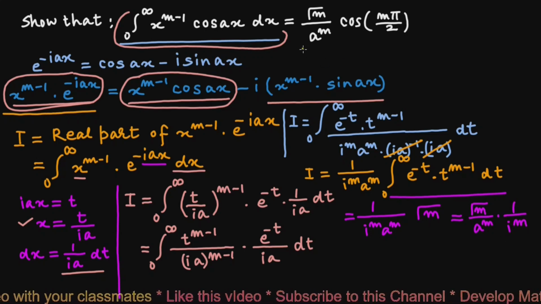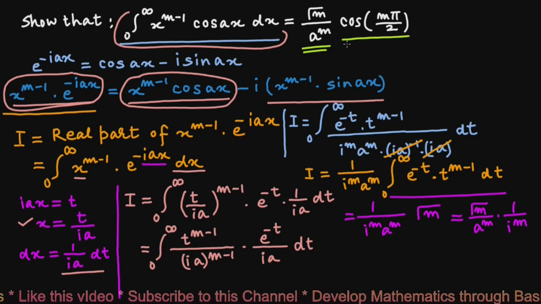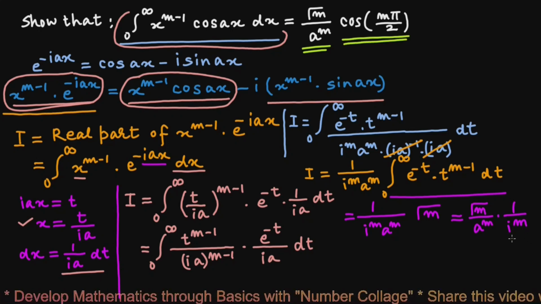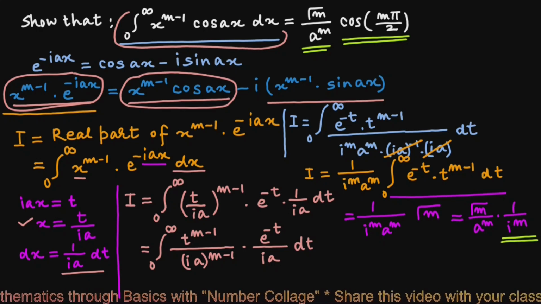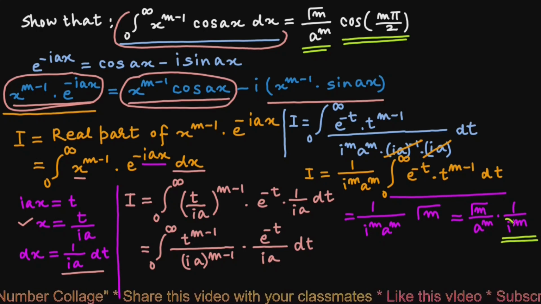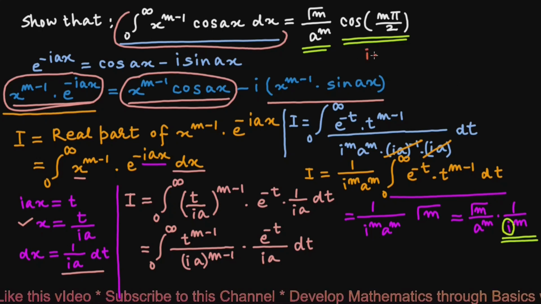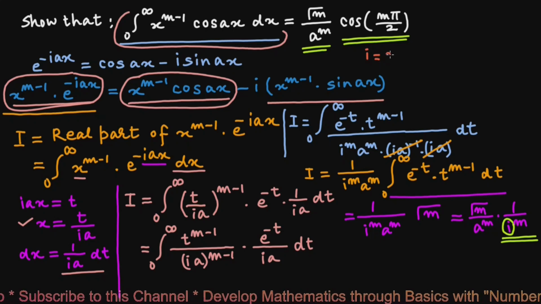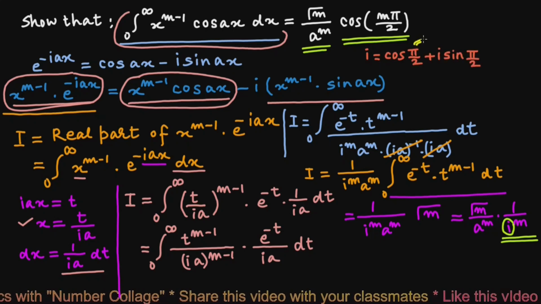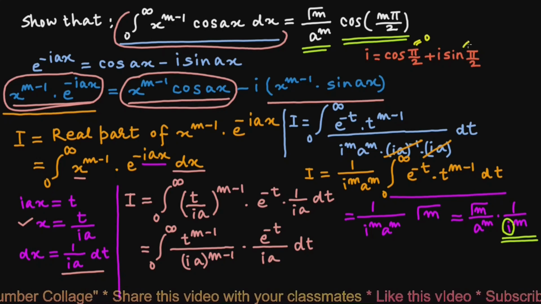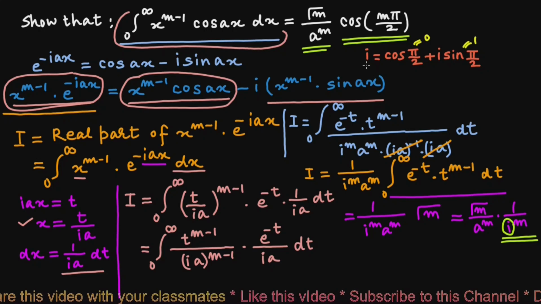So we have proved this part, and now in order to prove this part, we will make use of this 1 upon i raised to m. According to the concepts of complex numbers, this iota i can be written as i equals cos pi by 2 plus i sin pi by 2, because cos pi by 2 is 0 and sin pi by 2 is 1. So finally this works out to be i itself.